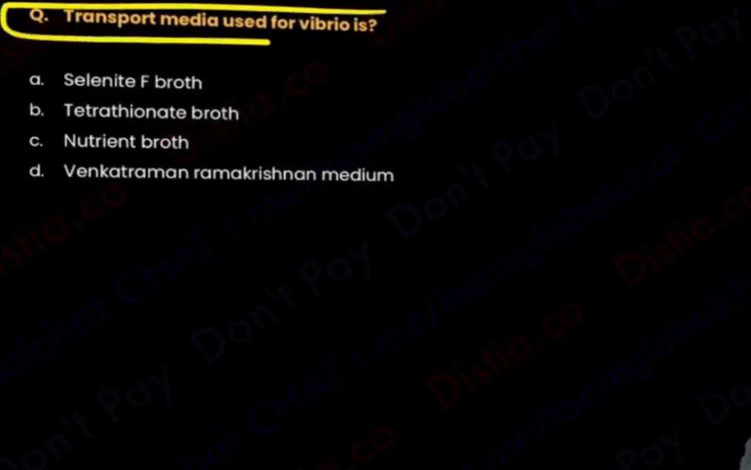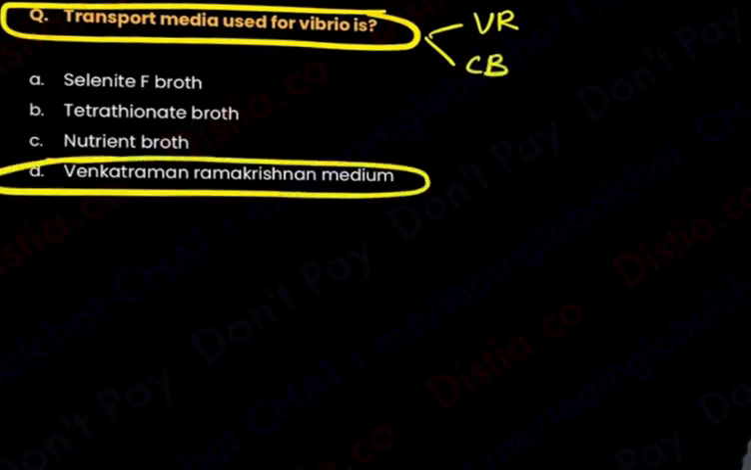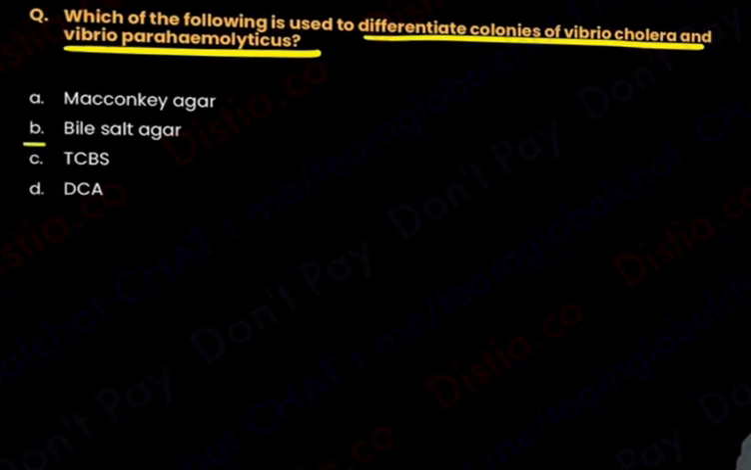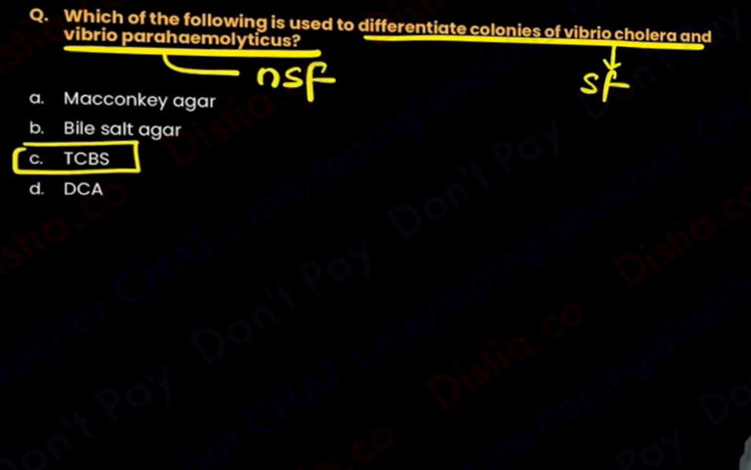Which is the transport media for Vibrio? We had studied the two scientists' names, Venkatraman Ramakrishnan medium and Cary Blair medium. So that is also okay. This question is also done for us. Which of the following is used to differentiate the colonies of Vibrio cholerae and Vibrio parahaemolyticus? We all know it is TCBS. Vibrio cholerae is a sucrose fermenter. Vibrio parahaemolyticus is a non-sucrose fermenter.